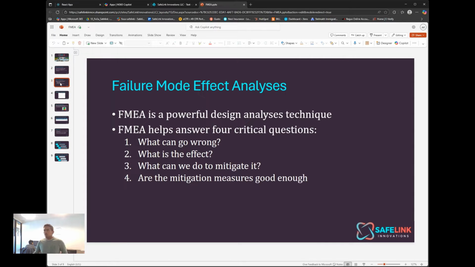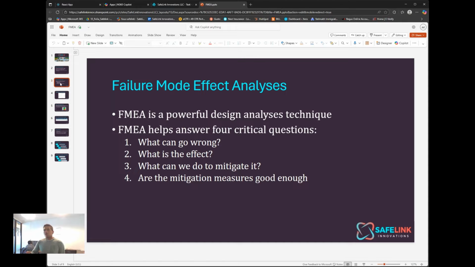So, what is an FMEA? An FMEA is essentially a design analysis technique which helps users answer four questions. What can go wrong in a system? What is the effect if something goes wrong? How can we mitigate it? And is the mitigation good enough?